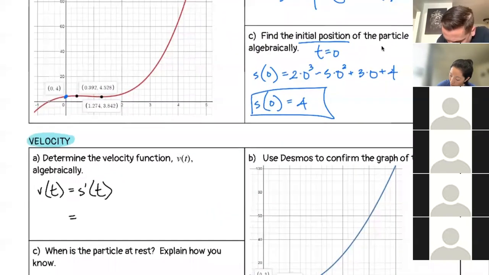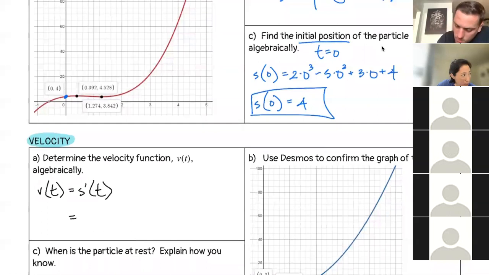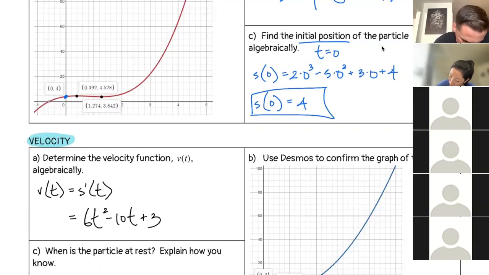So if we use our power rule, we'll end up with 6t squared minus 10t plus 3 as our velocity function. So really important concept here. Velocity is the first derivative of position.